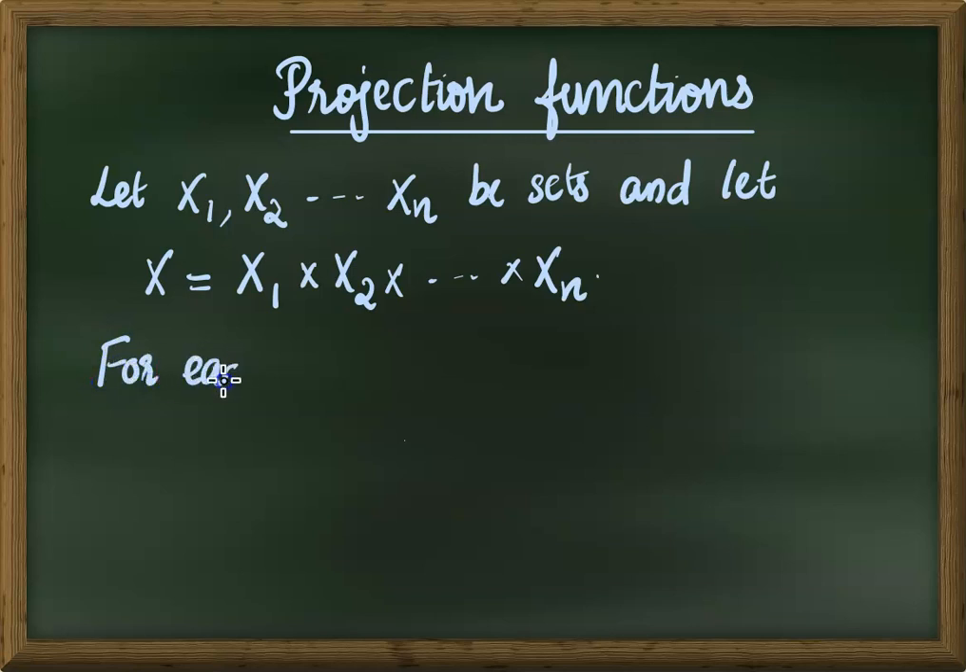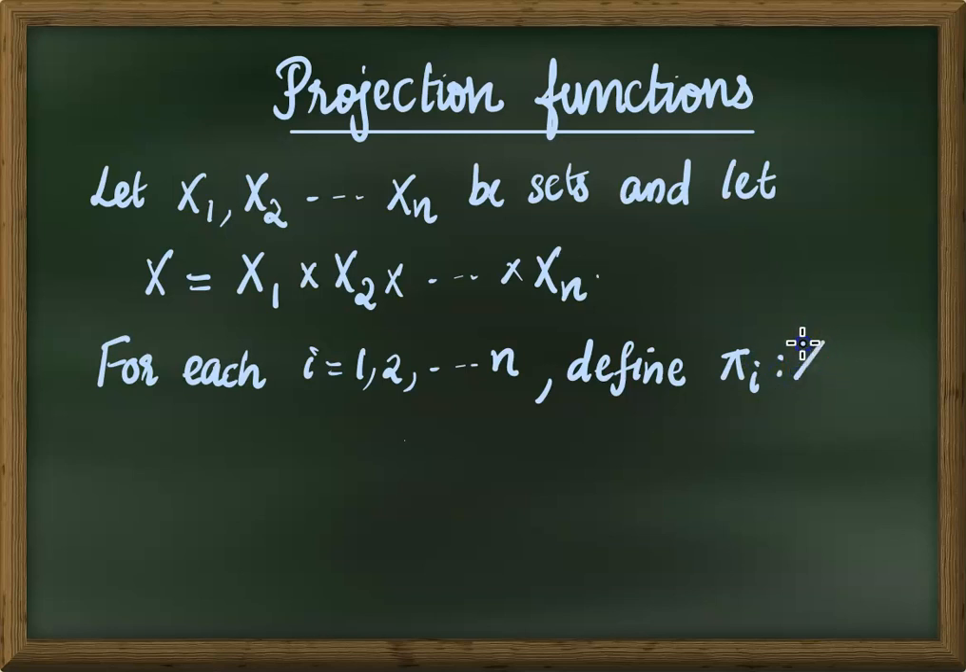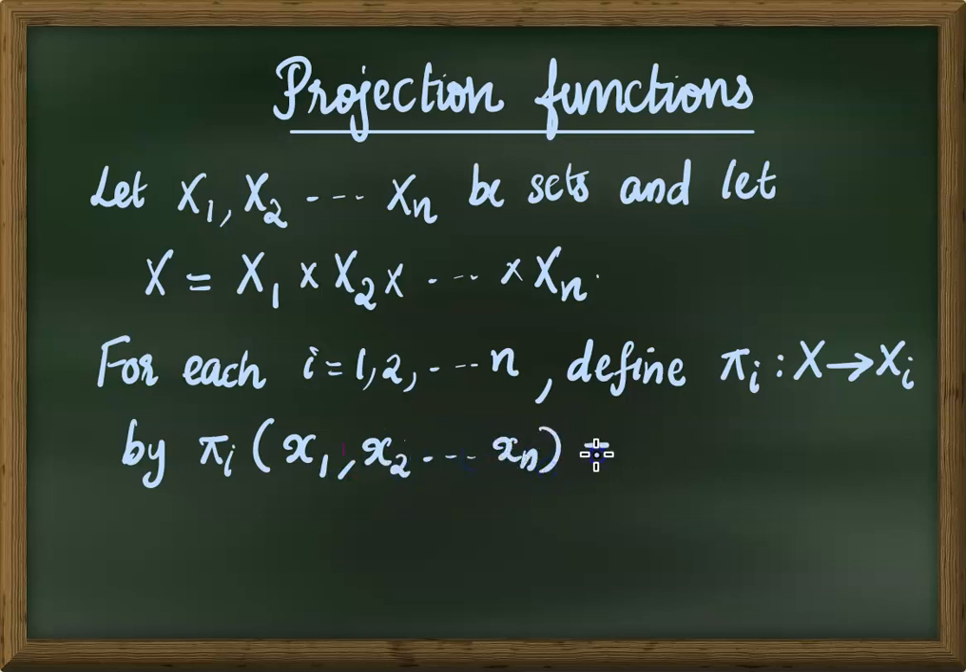Now, for each i varying from 1 to n, we define a function pi i from X to Xi by pi i of every point of capital X, which will be of the form of an n-tuple, say x1, x2, etc. xn, and the image is defined as a point from the set capital Xi, and we define that image to be the ith coordinate of this n-tuple, that is small xi.